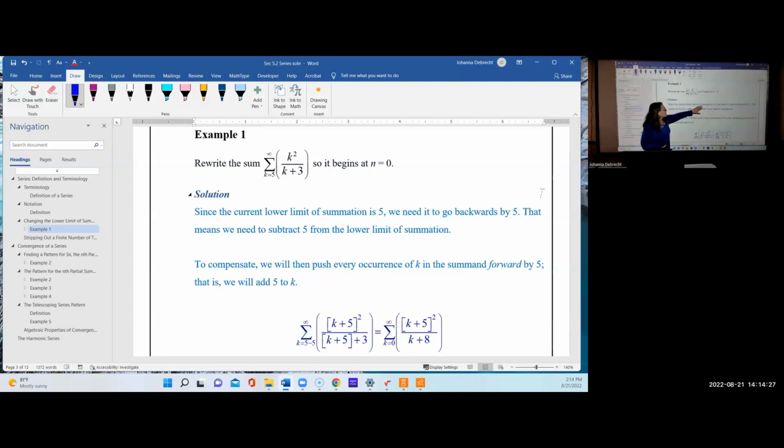Since the lower limit of summation in the original series is 5, and we want it to be 0, we need to go backwards by 5, which means we need to subtract 5 from the lower limit of summation. So we're going to write 5 minus 5. That will give us 0 for the lower limit of summation. But I've changed things, right? So I need to compensate for this. Because I've subtracted 5 here, I need to compensate by pushing the expressions for k inside the summand, that's this expression here, forward by 5. So I'm going to put parentheses around these k's in the original expression, and I'm going to replace each of those k's with k plus 5. So I get k plus 5 quantity squared over k plus 5 plus 3, which of course leads to k plus 8.